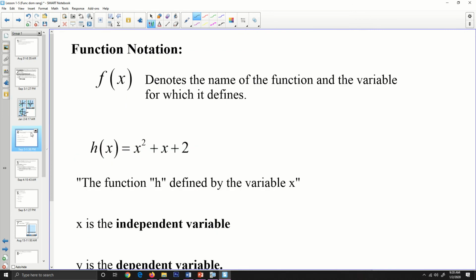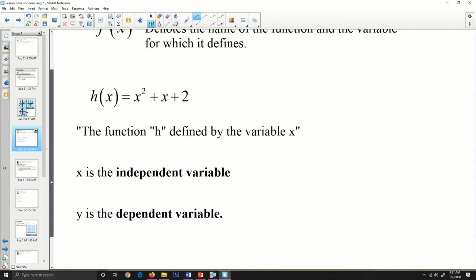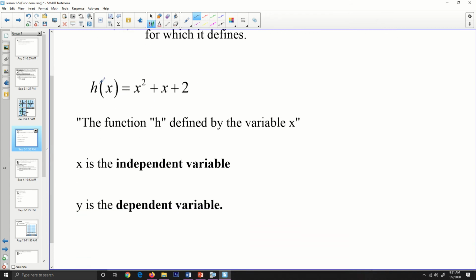All right. Function notation: f of x denotes the name of the function and the variable for which it is defined. So if we talk about this expression right here, and we'll say h of x is equal to x squared plus x plus 2, the function h is defined by the variable x, so our h is defined in terms of only x. x is the independent variable, y is the dependent variable, and in this case, y is our h of x value, whatever that might be, when we plug in some points.